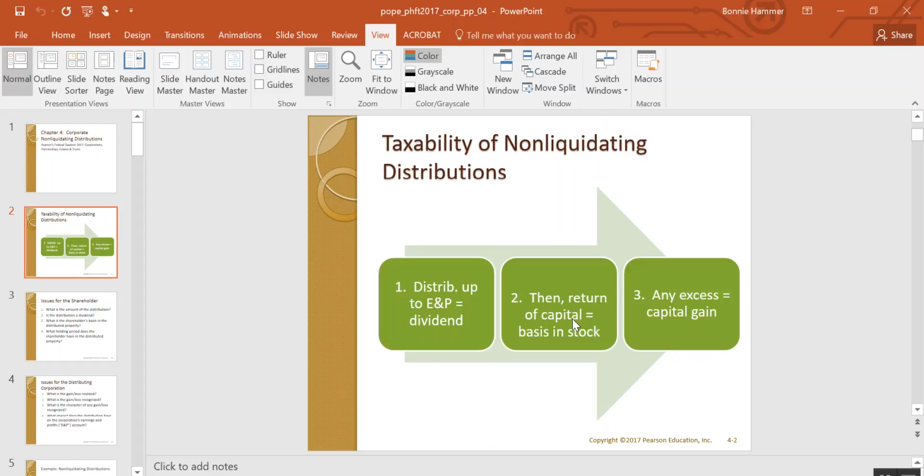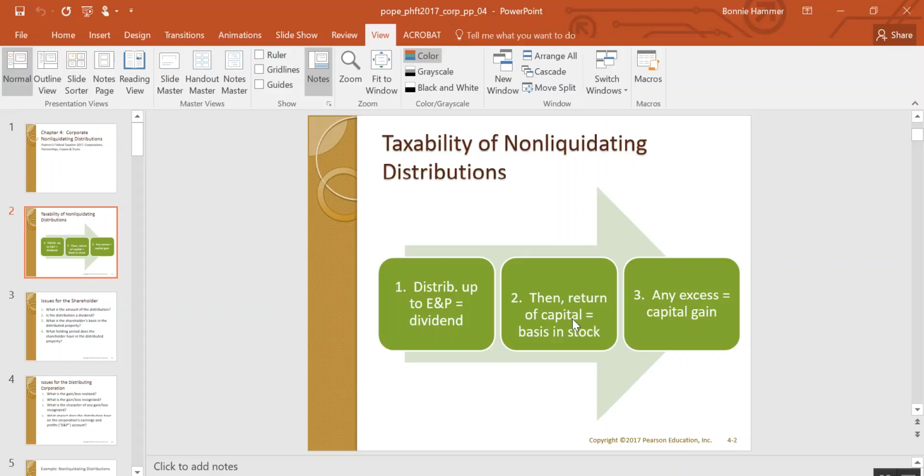So first of all, when we're making a non-liquidating distribution, we need to understand what the earnings and profits of the corporation is. The reason we need to know that is because under Section 316 in the code, any distributions coming out of current E&P or accumulated E&P are deemed to be considered dividends. And Section 301 of the code tells us that dividends are taxable to shareholders.